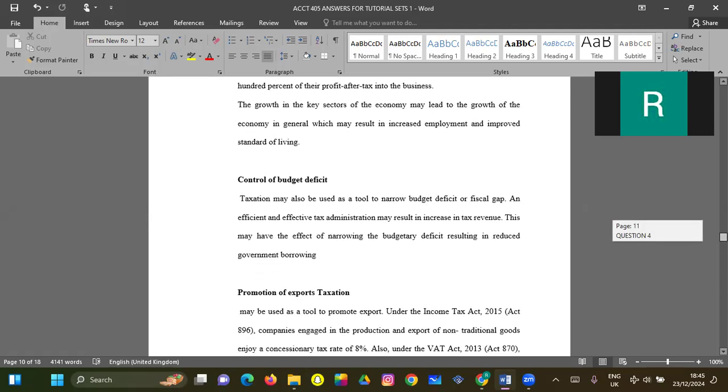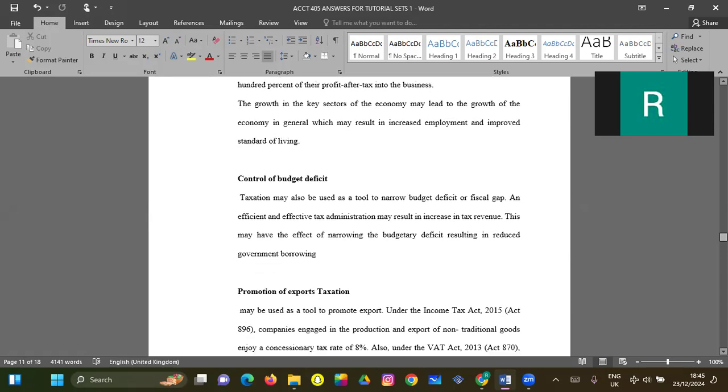So it also helps to control what? Budget deficit. So budget deficit is basically when our expenses are more than our targeted revenue. Then we use tax to what? Curb that kind of deficit. We tax more, we get money to what? Control that budget deficit. Then promotion of export taxation.